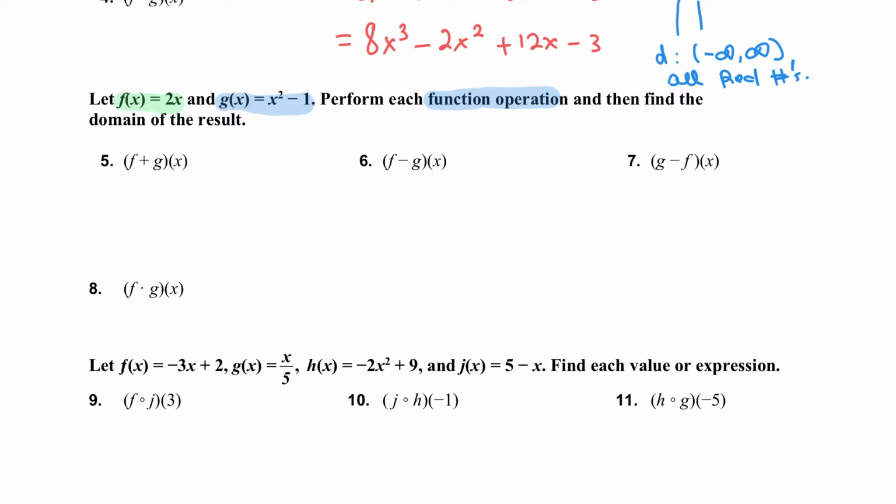So let's start off by looking at number 7. I want you to take a minute and tell me what you think is happening with g and f.